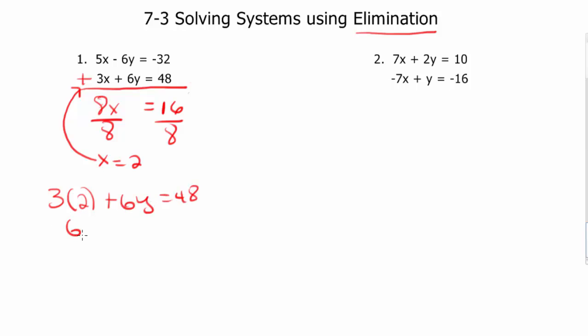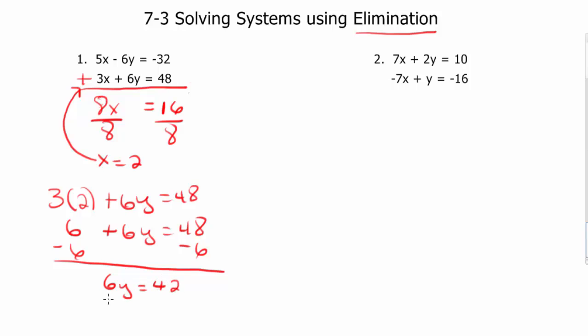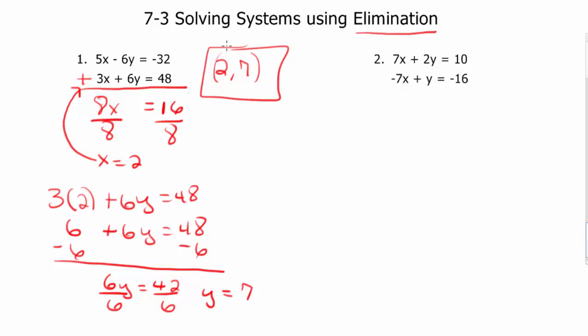You can pick either one. So 6 plus 6y equals 48. We just plug that 2 in. Subtract 6. 6y equals 42. Divide everything by 6. So y equals 7. So your coordinate that it's going to cross is 2, 7. If you were to have graphed these, they would have crossed at the point 2, 7.